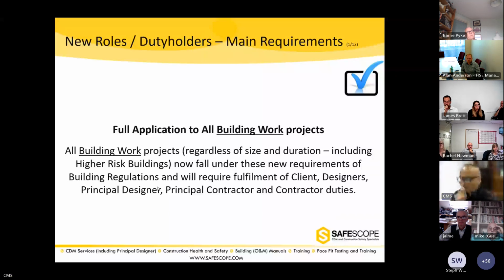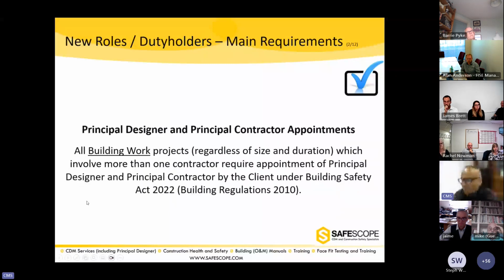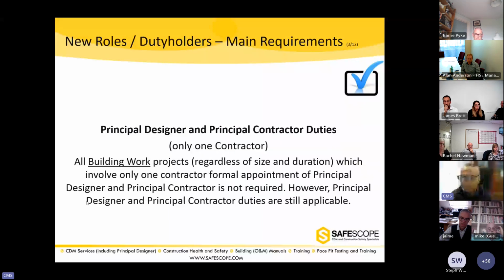There are changes. Okay, so all building work projects, regardless of size and duration, which involve more than one contractor, require appointment of a principal designer and principal contractor by the client under the Building Safety Act, which is similar to CDM regulation. Fair enough? That's fine. Let's move forward. So on any project which involves more than one contractor, the regulations are saying the client should appoint a principal designer and principal contractor. Fair enough. They're similar to CDM regulations.